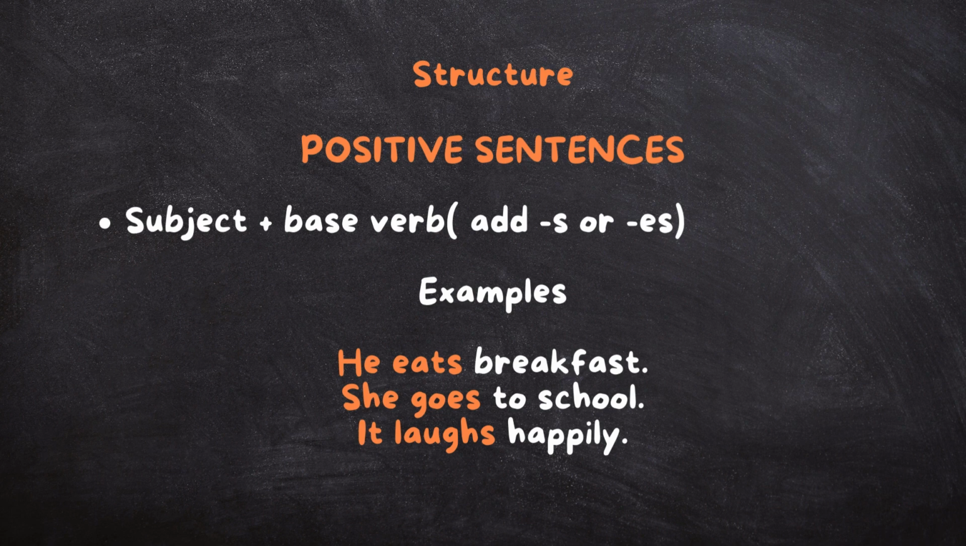It laughs happily. Our subject is it. The base form of the verb we used here is laugh. We add an s to it because it ends with a consonant h. We get laughs, plus the rest of the sentence, and we get it laughs happily.